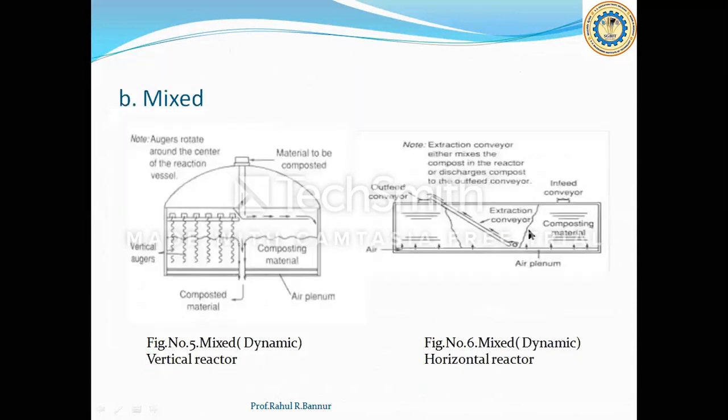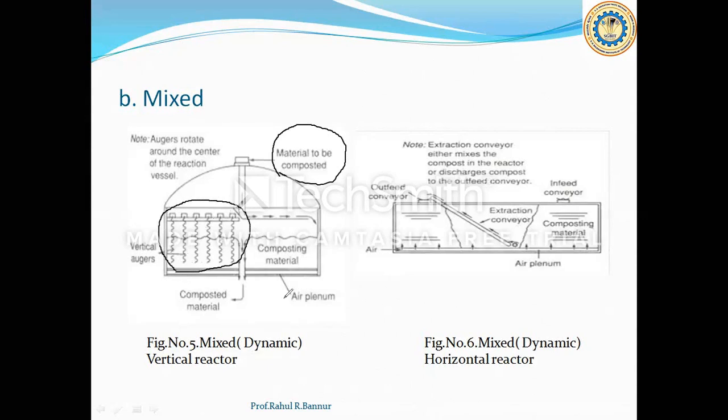This picture shows the mixed, dynamic flow. The only change between unmixed and mixed is the mechanical agitator. Here, the same process: from the top, we pour the solid waste inside the vessel. Initially the solid waste is mixed uniformly by a mechanical vertical auger or agitator.